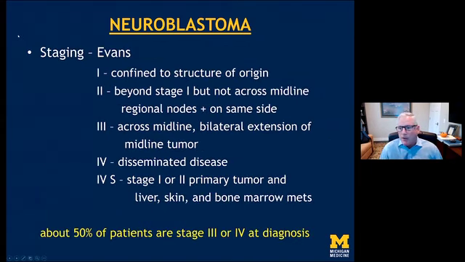Staging. There have been several revisions to the staging that is used for neuroblastoma, and I'm going to show you one of the more current ones that is used. In the past, we used the Evans staging system, and I will point out that metastatic disease in general was stage 4. There was a subtype, which we are going to talk about, called 4S, where you had a primary tumor that was more like stage 1 or 2, and there were metastases to the liver or the skin or the bone marrow, not the cortical bone, and we'll talk about that difference. And those patients were less than a year of age.